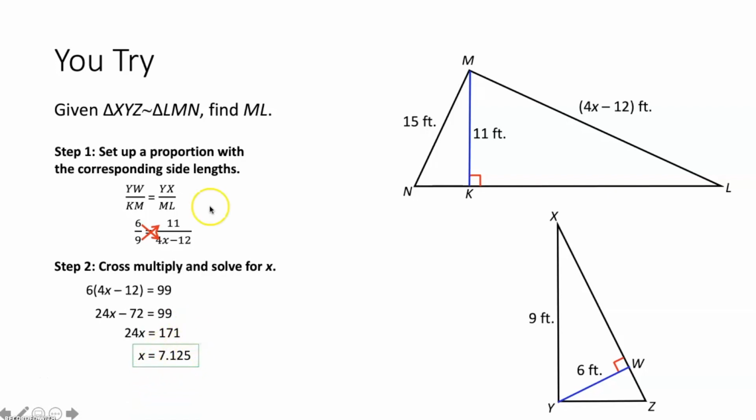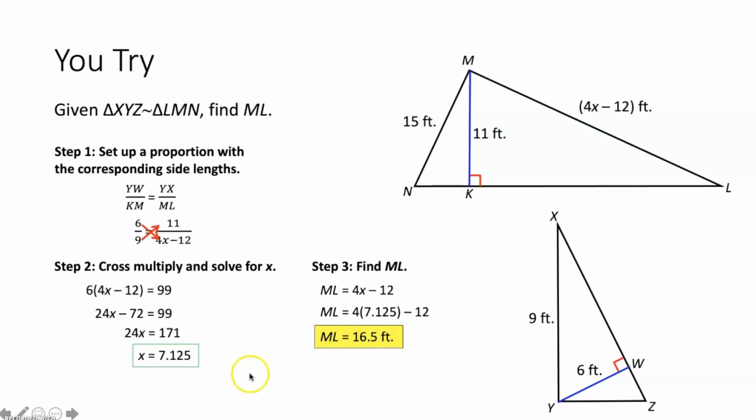Now we're not done. This is not what we were trying to find. We're trying to find the measure of segment ML. And the measure of segment ML is 4x minus 12 feet. So we take that x that we found, plug it in for x, and we simplify. 4 times 7.125 minus 12 is going to give you 16.5 feet.